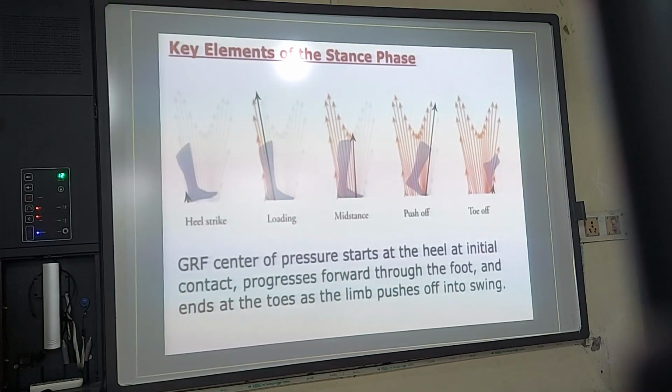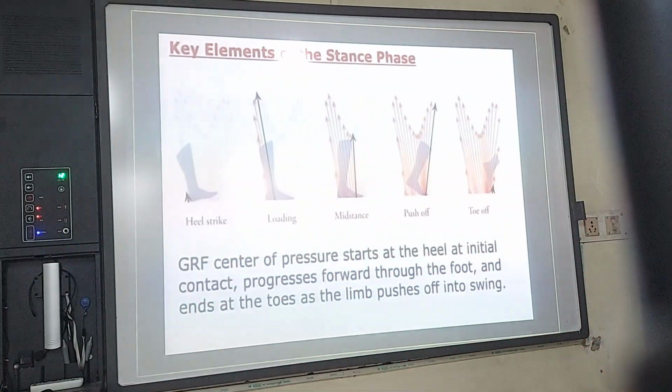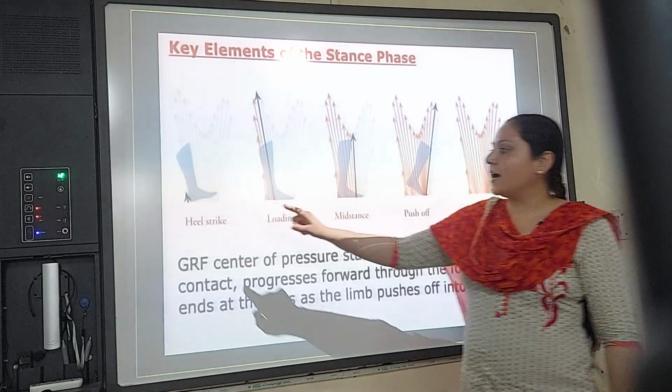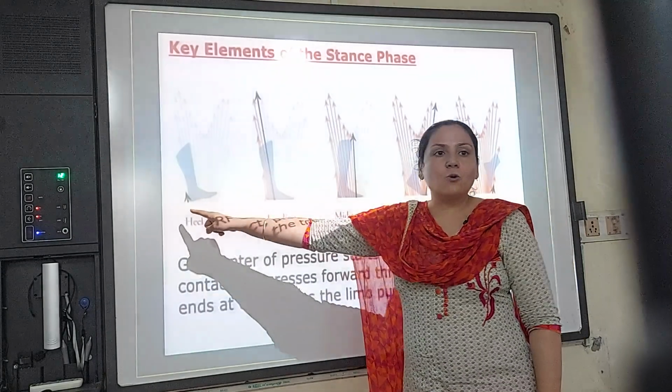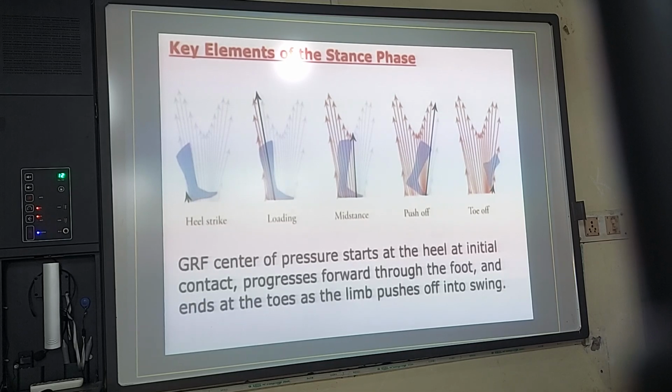Fine. Now this is why there were so many vertical lines. I wanted to show you these vertical lines. Now what happens here is, you understand, this is an arrow at heel strike. Can you see the arrow at heel strike? The magnitude, can you see that? It is at the heel. And see the progression over here, it has come up to the toes.